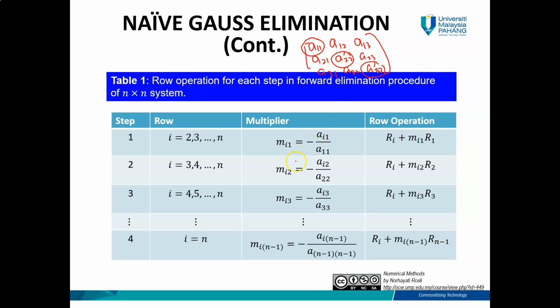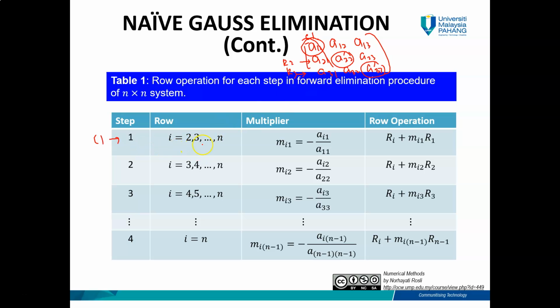Okay, class. Based on this table, step number 1 refers to column number 1. For column number 1, you have the row, where i will become 2, 3, and so on. In this case, our rows are row 2 and row 3. This is our column number 1, which is step number 1.